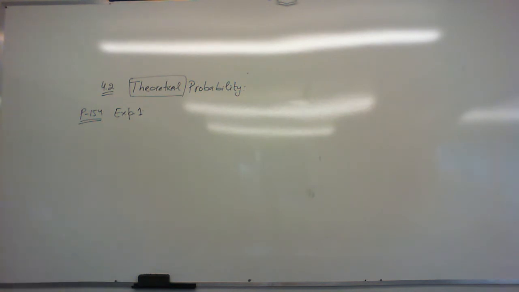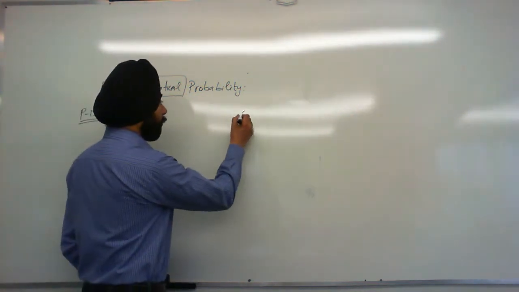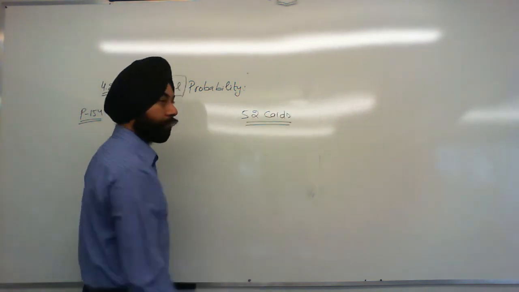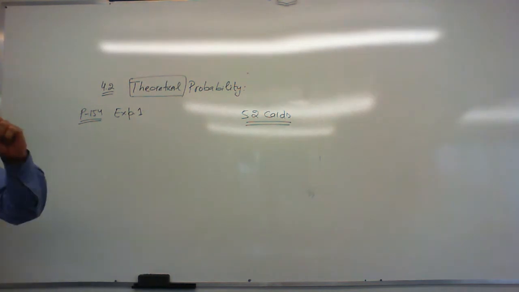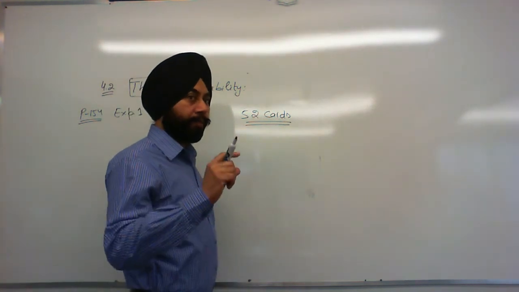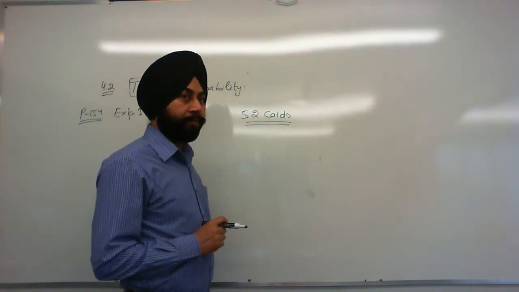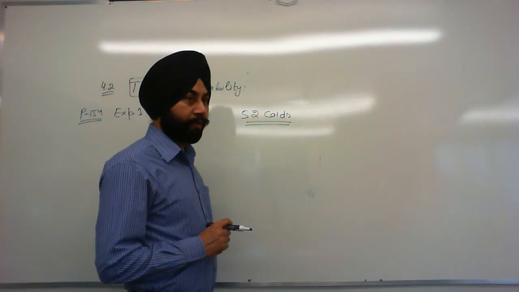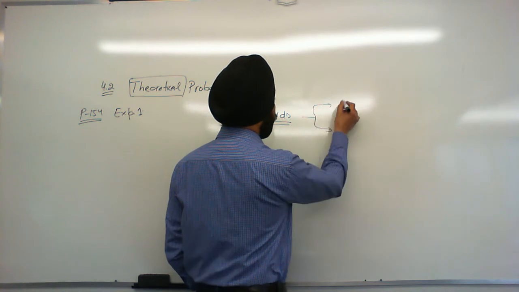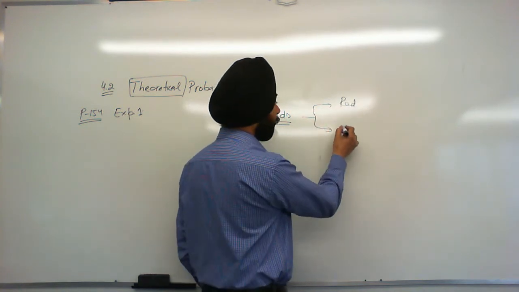Okay, you need to understand first of all what's there in the playing cards. You know that there are 52 cards in total. In the deck of playing cards, you have 52 cards. How many colors are there in the deck of playing cards? Two colors. Okay. You have red and black.